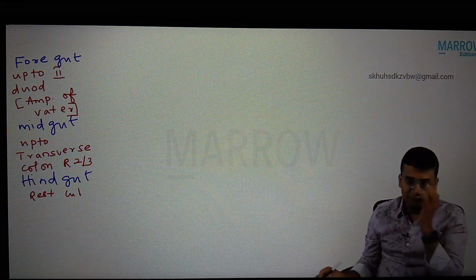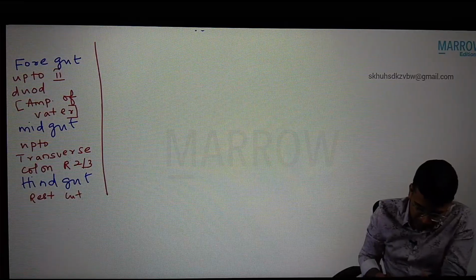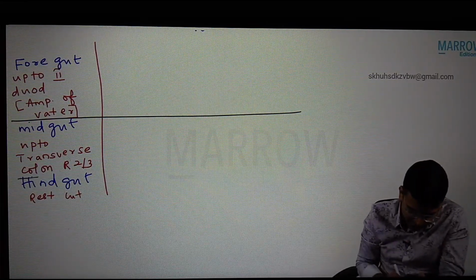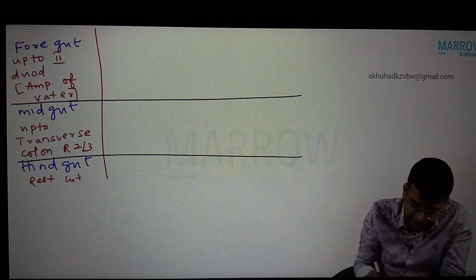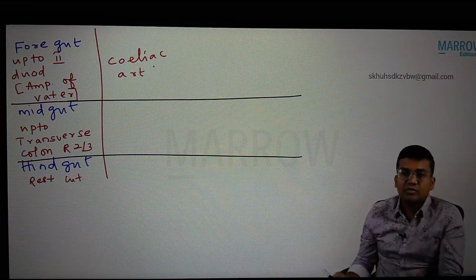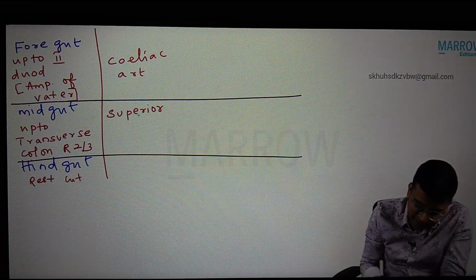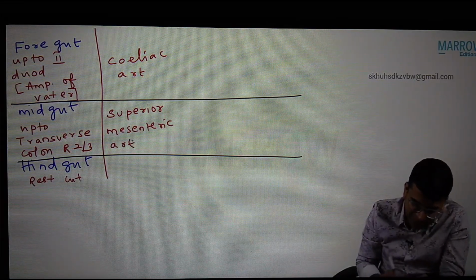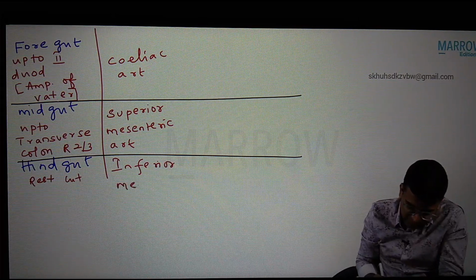Now, the foregut tube is supplied by the celiac artery. The midgut tube is supplied by the superior mesenteric artery. The hindgut is supplied by the inferior mesenteric artery.